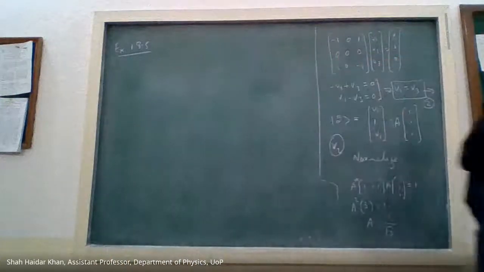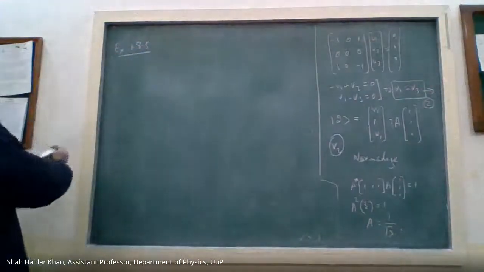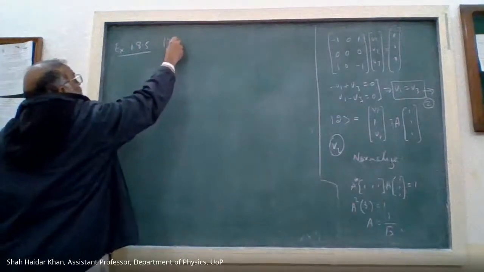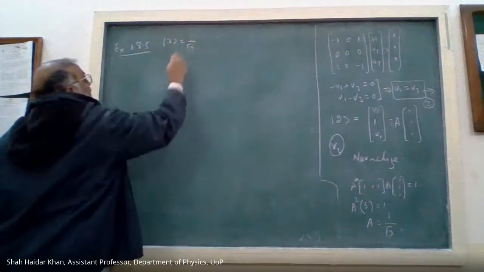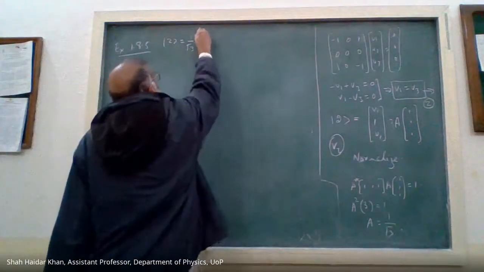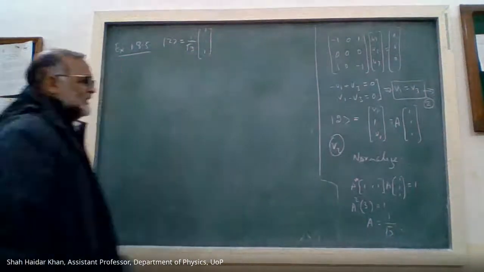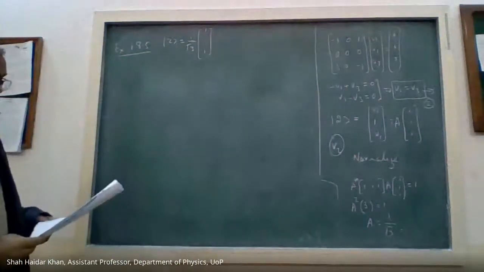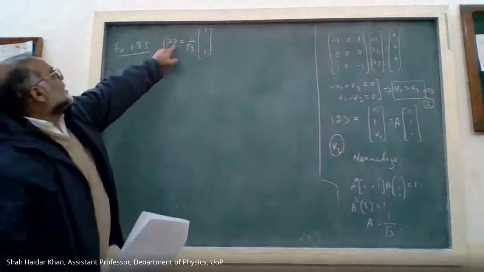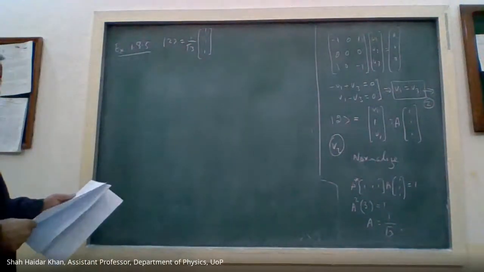Now my first vector can be written as 1 over square root of 3 times (1, 1, 1). That is my first eigenvector of this operator for the eigenvalue omega equal to 2.